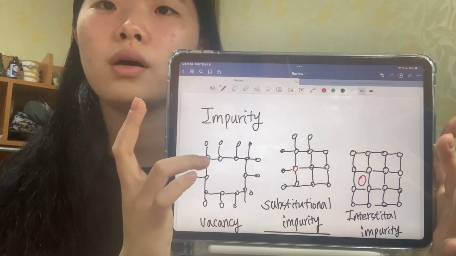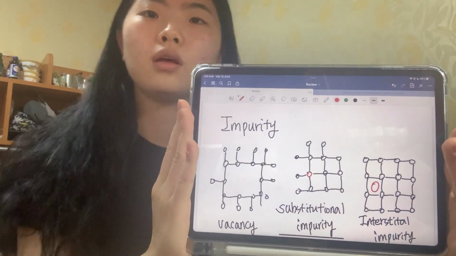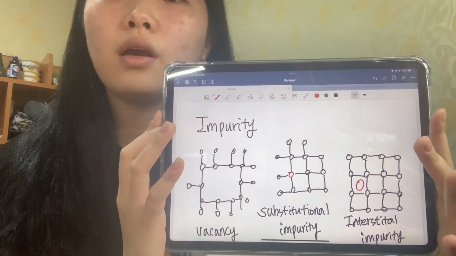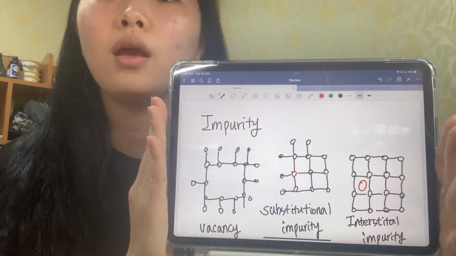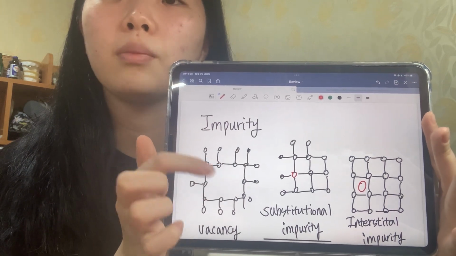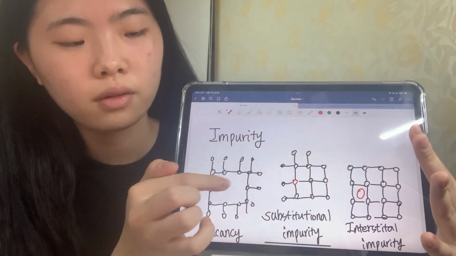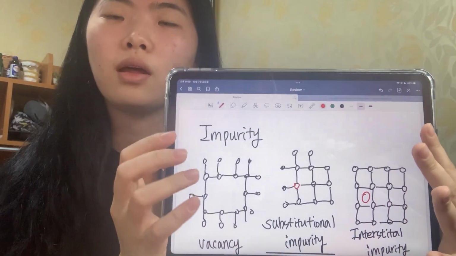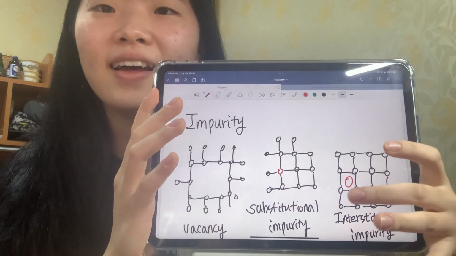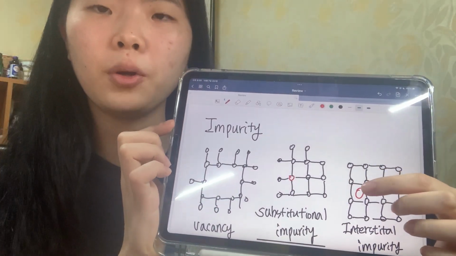Then let's talk about impurity. There are three types of impurity. First is vacancy. There is an empty hole in the middle. So it is not good. Not good. Then let's look at substitutional impurity.